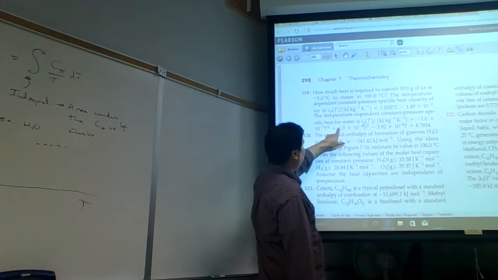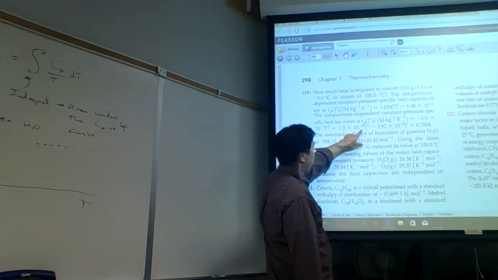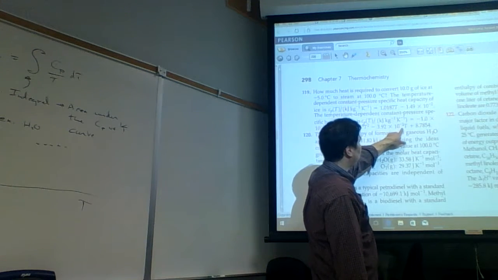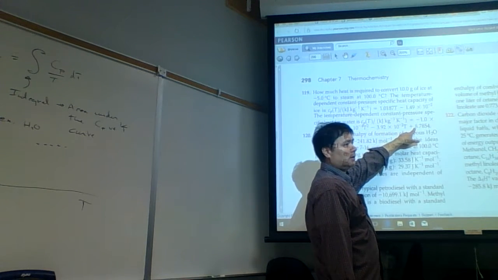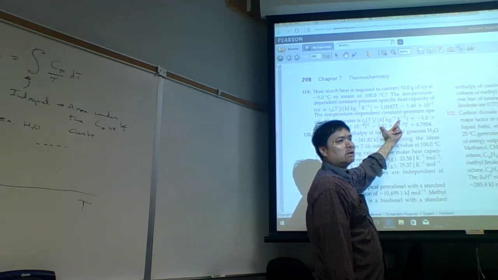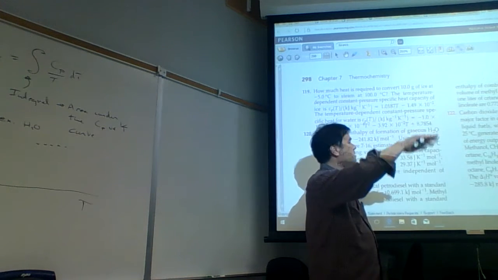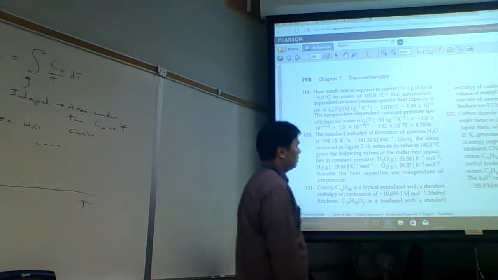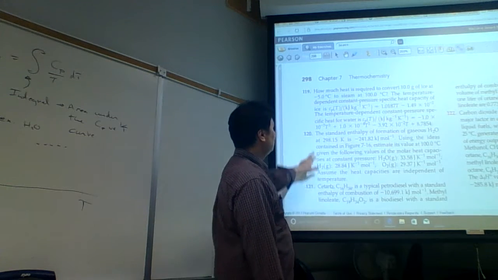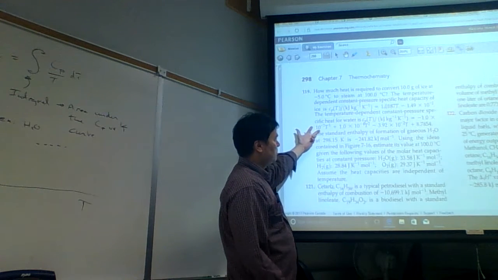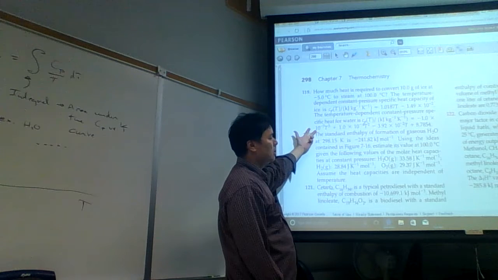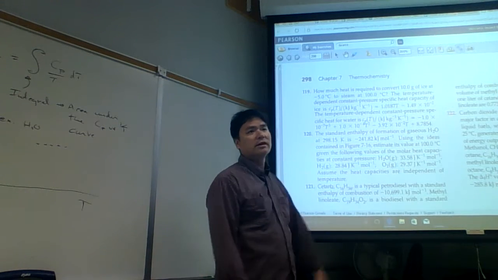And so this would be AT cubed plus BT squared plus CT plus D. That's a third order polynomial. And so there's some funky stuff going on with the water. Where did this equation come from? Does this equation come from theory? No, this equation came from the experimental data.